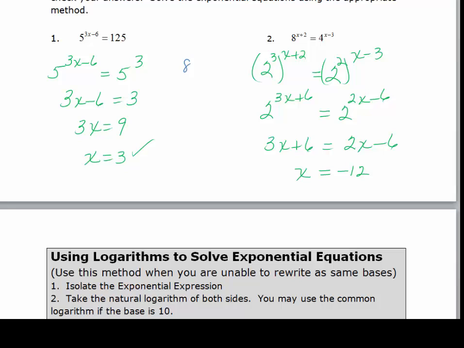So we've got 8 to the negative 12 plus 2 equals 4 to the negative 12 minus 3. So 8 to the negative 10 should equal 4 to the negative 15. 8 is the same thing as 2 cubed to the negative 10, and 4 is the same thing as 2 squared to the negative 15. We end up having 2 to the negative 30 equals 2 to the negative 30, and so we can see that that worked.